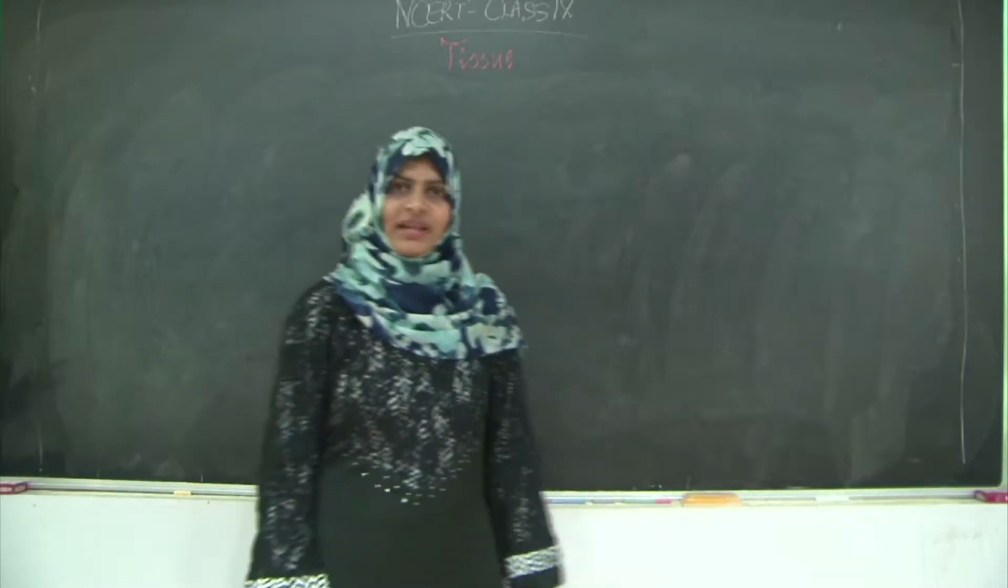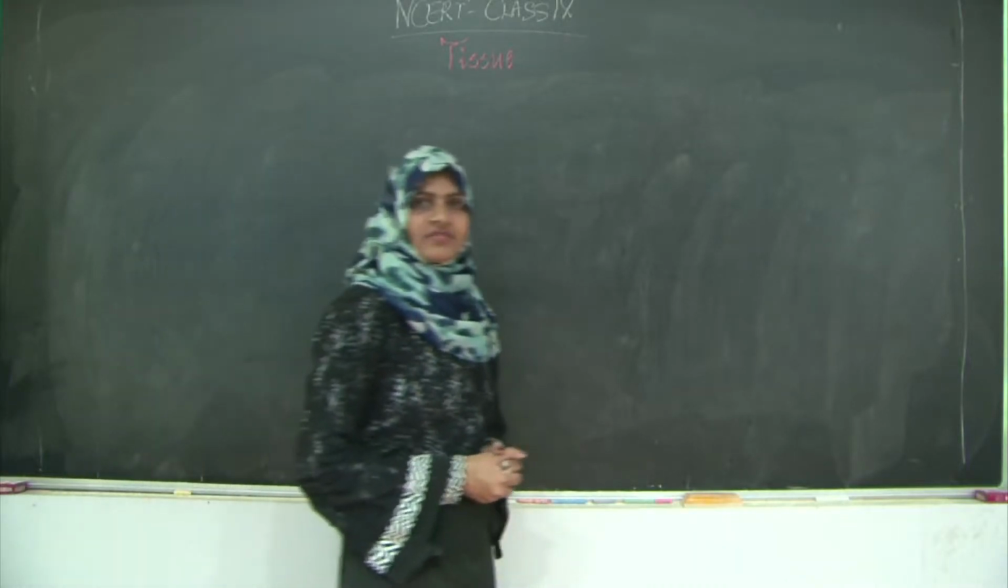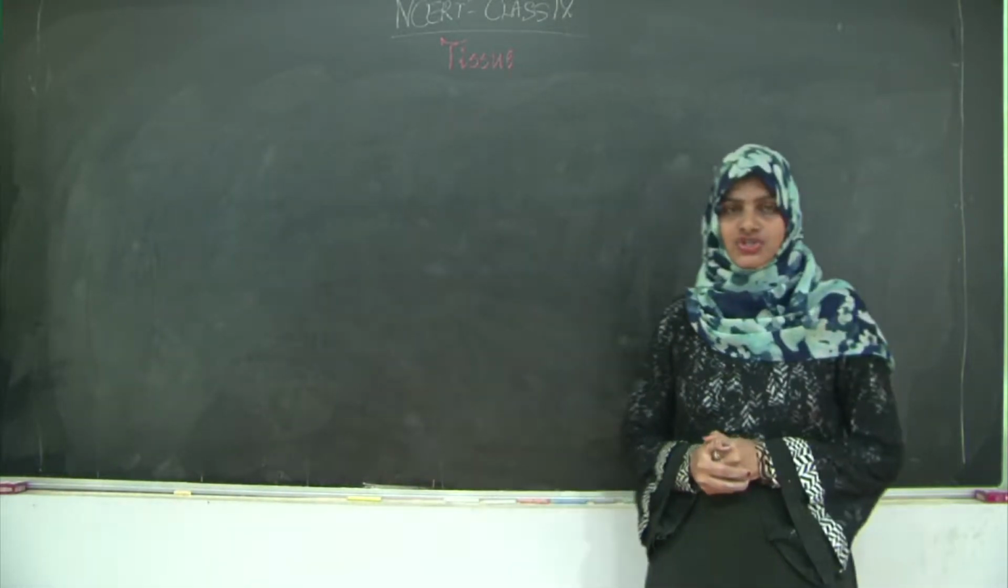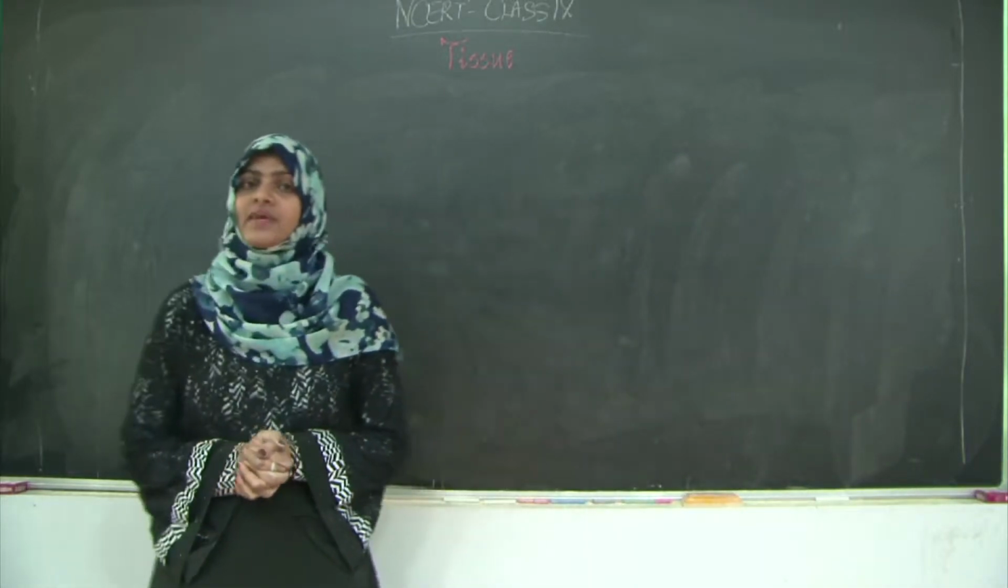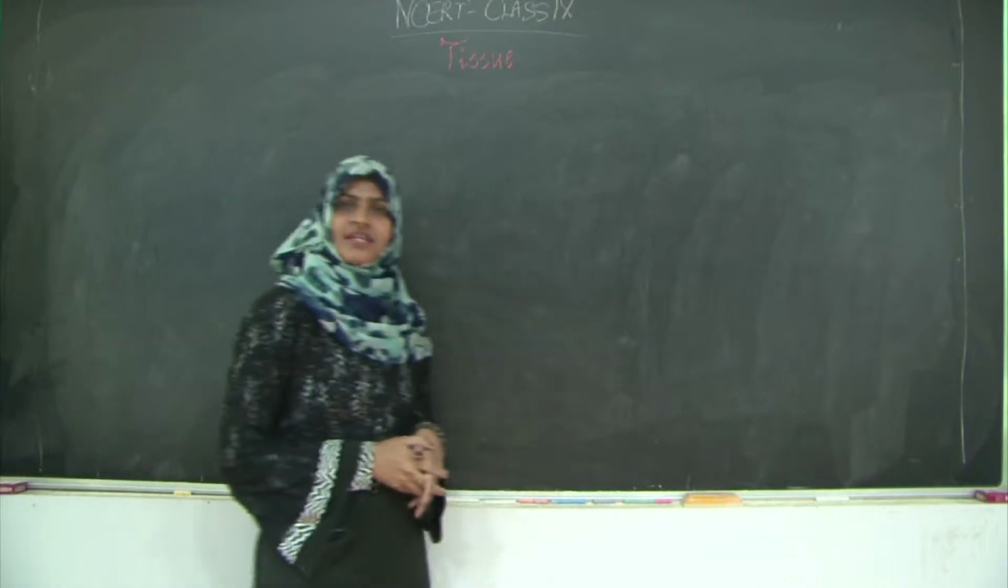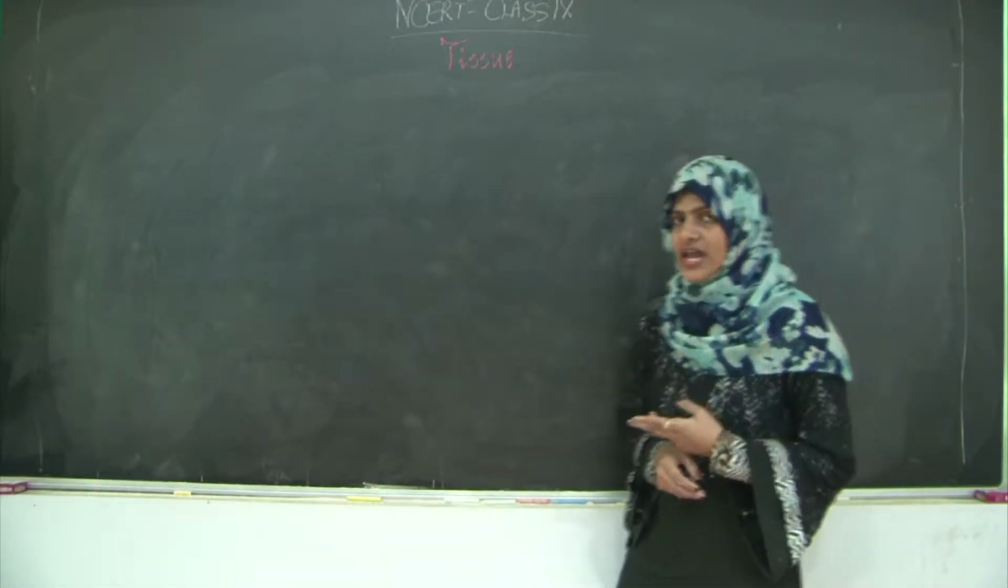Hello students, welcome back. We'll continue with the same chapter, tissue. In our previous lecture, we studied meristematic tissue. We are studying plant tissue, and we studied the first type, meristematic tissue. Meristematic tissue is of three types: apical, lateral and intercalary.